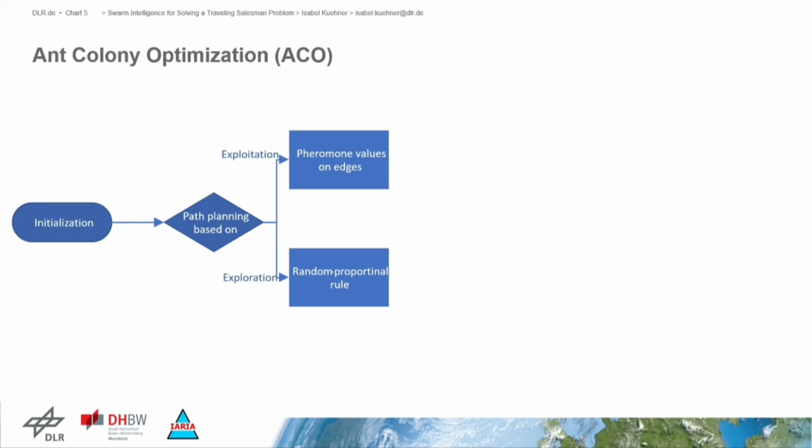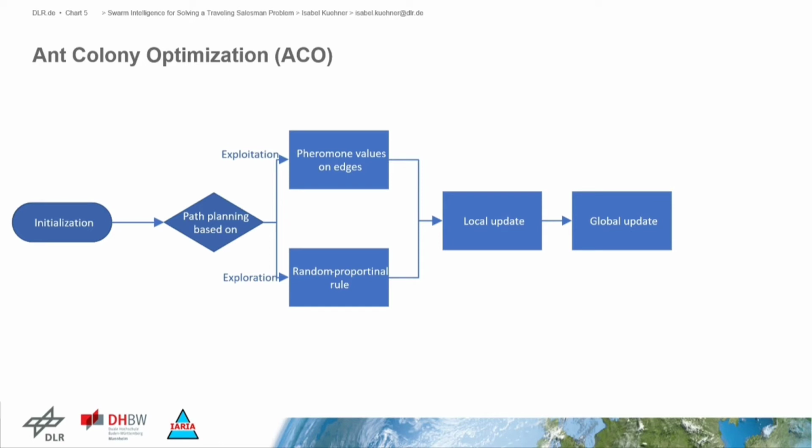After each ant has constructed its path, the local update is conducted. So pheromones are added to all edges that were visited by the ant. And then the global update is conducted, so the global best path is searched, so the best path that was found by the swarm in this iteration, and extra pheromones are added to all edges that are part of this path.